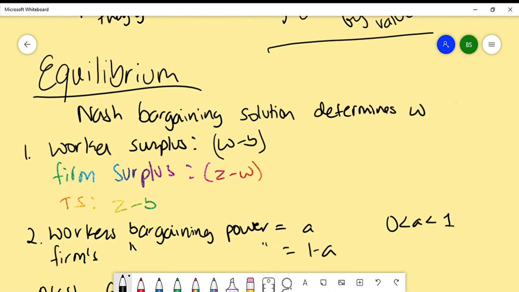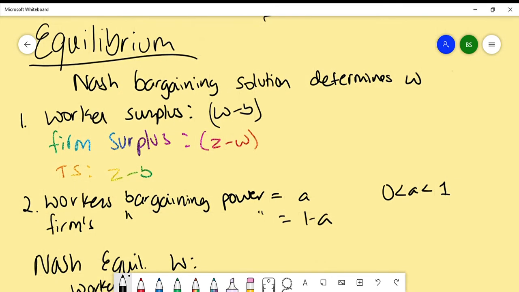Okay, so equilibrium is the Nash bargaining solution. I don't actually remember anything about the Nash bargaining solution. I know that decision tree thingy, but I'm not really sure how it applies here. But what we're going to do is look at surpluses, okay?